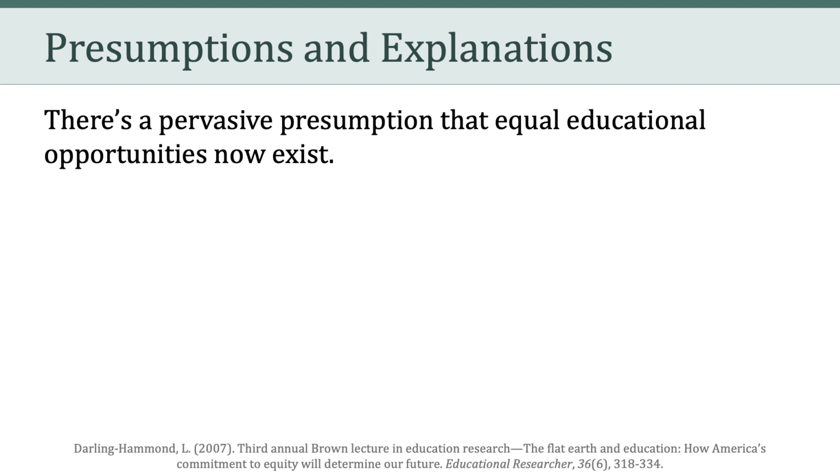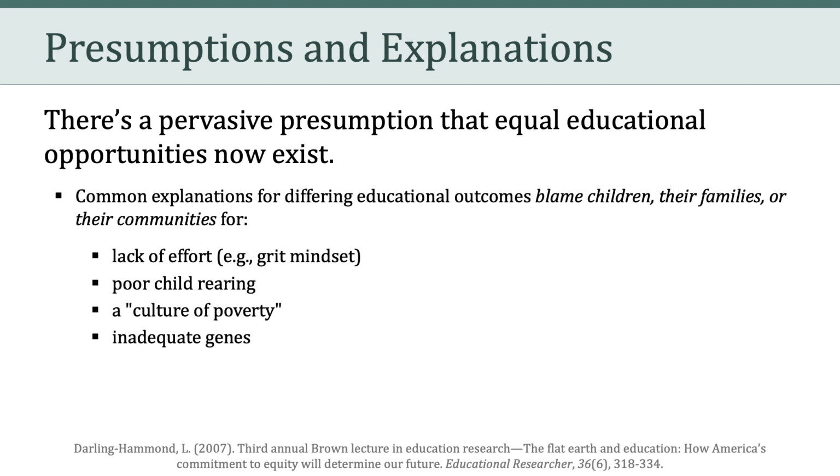What are the presumptions and explanations that are often used to explain these results? Well, Darling-Hammond argues there's a pervasive presumption that equal educational opportunities now exist. She explains this by arguing that common explanations for differing educational outcomes blame children or their families or their communities. And what do they blame these folks for? Well, they blame them for a lack of effort, for poor child rearing, a culture of poverty, and inadequate genes. Those are some of the different reasons that have been used to explain these differing educational outcomes.